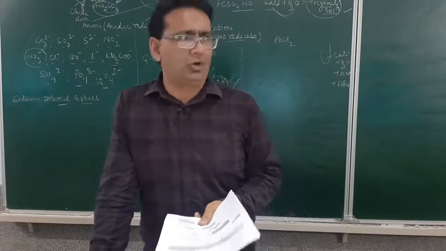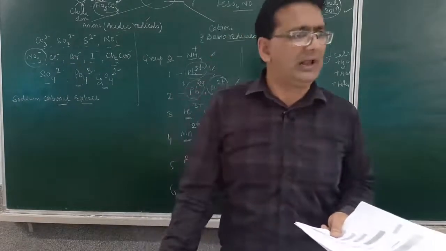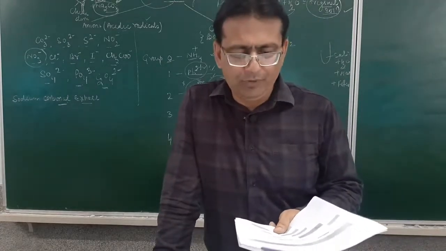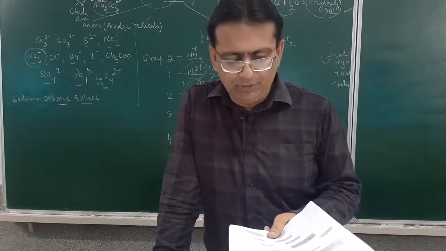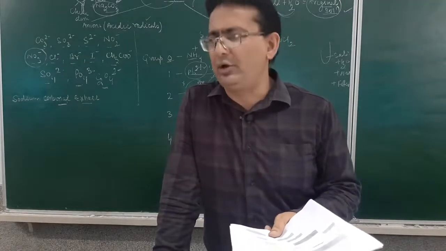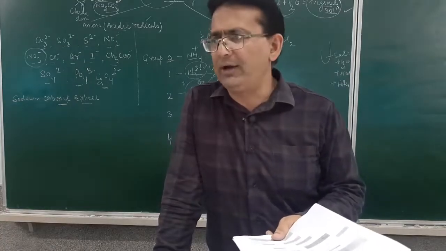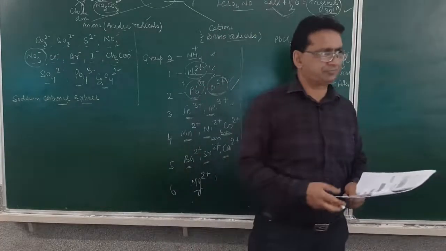In the viva, you may be asked to name the group reagent of each group. First group, dilute HCl. 2nd group, H2S. 3rd group, ammonium chloride and ammonium hydroxide. 4th group, ammonium chloride and ammonium hydroxide along with passing of H2S gas. For the 5th group, ammonium hydroxide and ammonium carbonate. All this you have to learn. Am I getting clear or not?